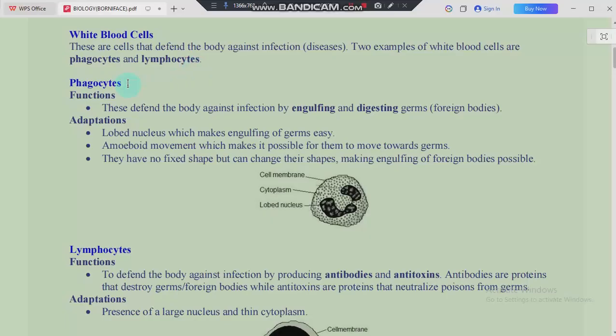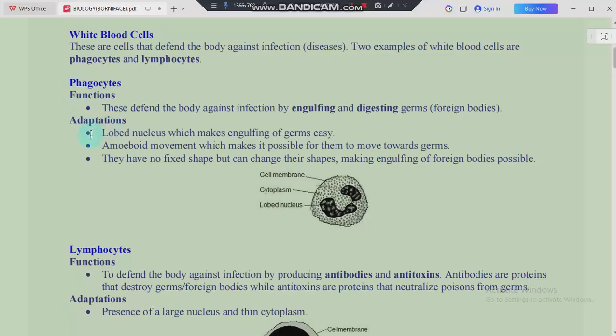So the function of the phagocytes is to defend the body against infection by engulfing and digesting the germs or any foreign bodies. So what adaptations do these phagocytes have for carrying out their function?